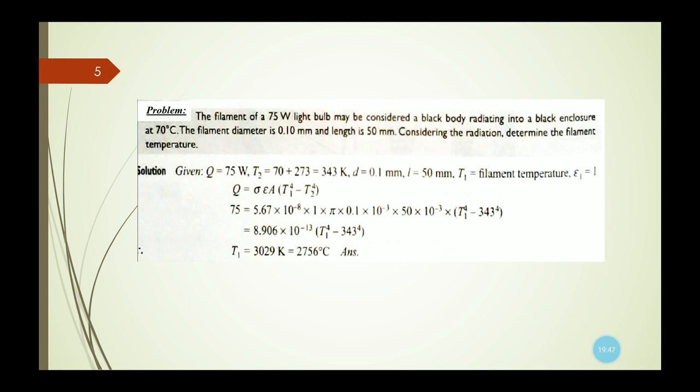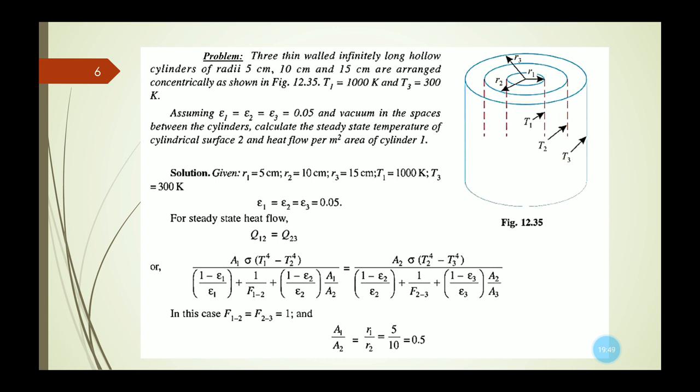Let us move to the next page. So here on the right hand side we can see concentric cylinders. This type of diagram is given. The question says that three thin walled infinitely long hollow cylinders of radii 5 cm, 10 cm and 15 cm are arranged concentrically as shown in figure 12.35.